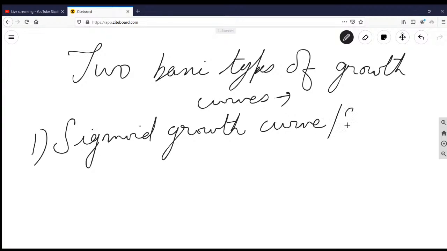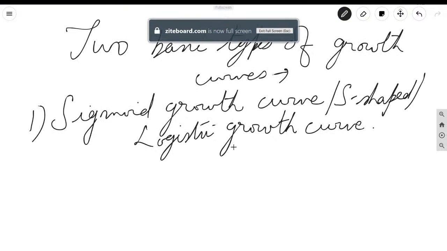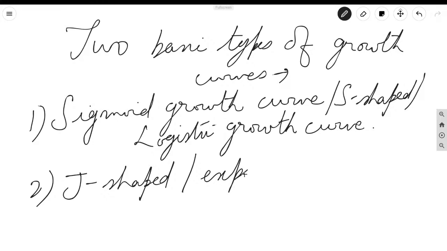Also it is known as S-shaped growth curve. Also it is known as logistic growth curve. Then the second type of growth curve what we have is the J-shaped growth curve, or exponential or geometric. J-shaped slash exponential slash geometric growth curve.